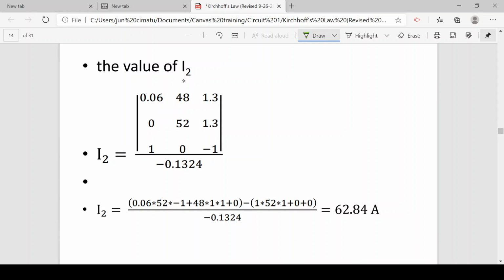Replace the column of I sub 2 with the constants 48, 52, and 0, and the first and the last columns remain as is. Then again, calculate first the going downward elements, to be subtracted with all the going upward elements, and then divide by the denominator D. And we have here 62.84 amperes.